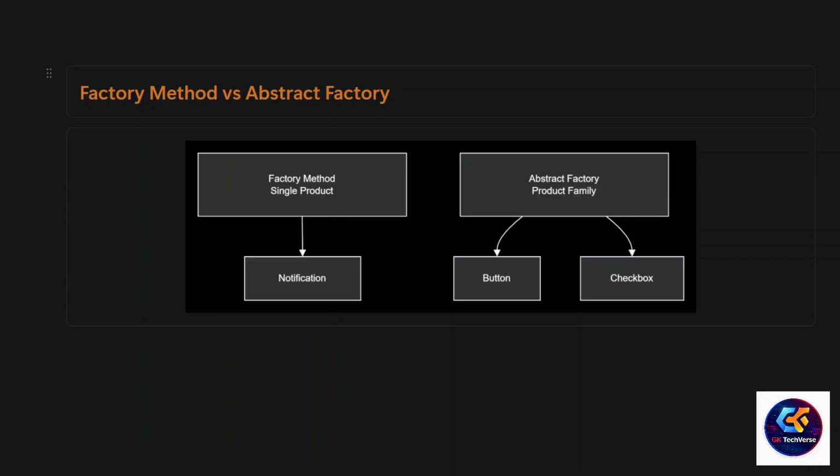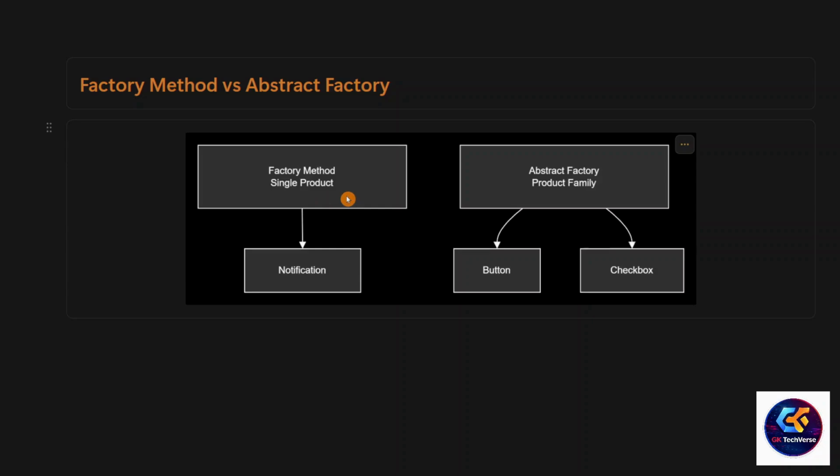Now here is the confusion. What is factory method and what is abstract factory? They sound similar, but they solve different problems. Let's simplify it. Factory method creates one type of object. If you see here, the notification object, it is creating only one object. Abstract factory creates a family of related objects.